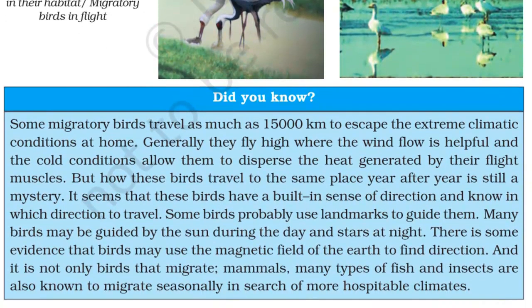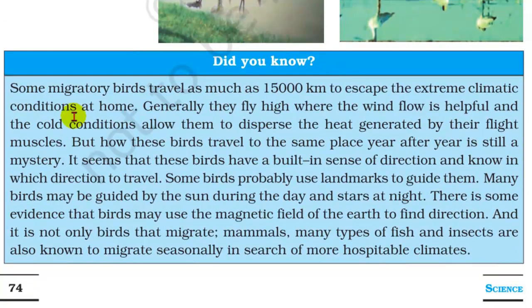Let's see this one. Did you know? Some migratory birds travel as much as 15,000 kilometers. It is a very long distance. They migrate in order to escape the extreme climatic conditions at home. Generally, they fly high where the wind flow is helpful and the cold conditions allow them to dissipate the heat generated by their flight muscles.